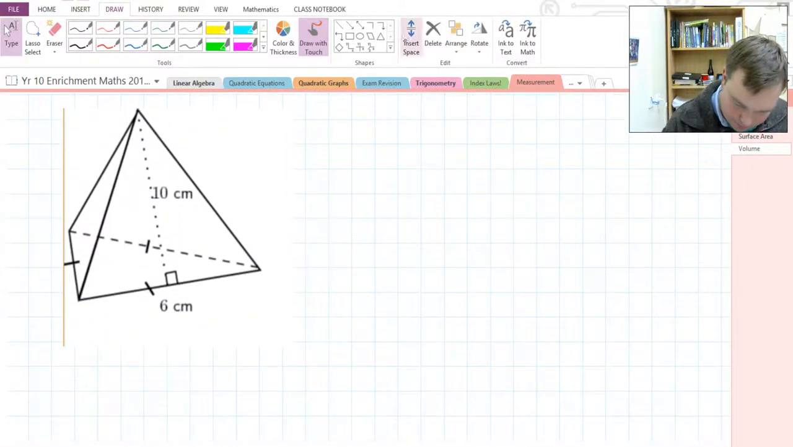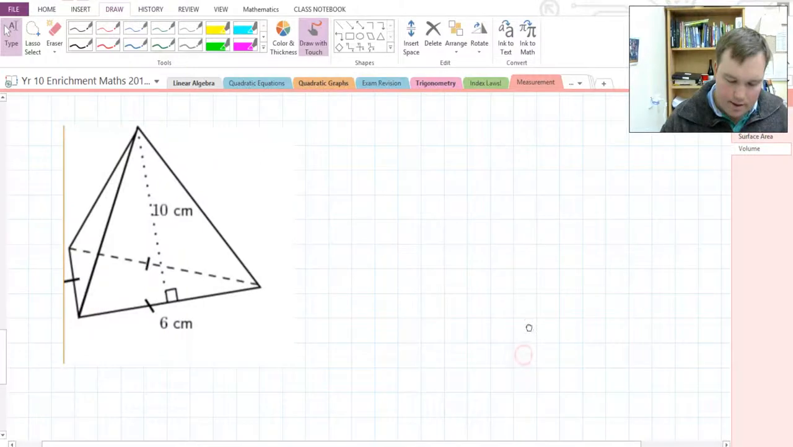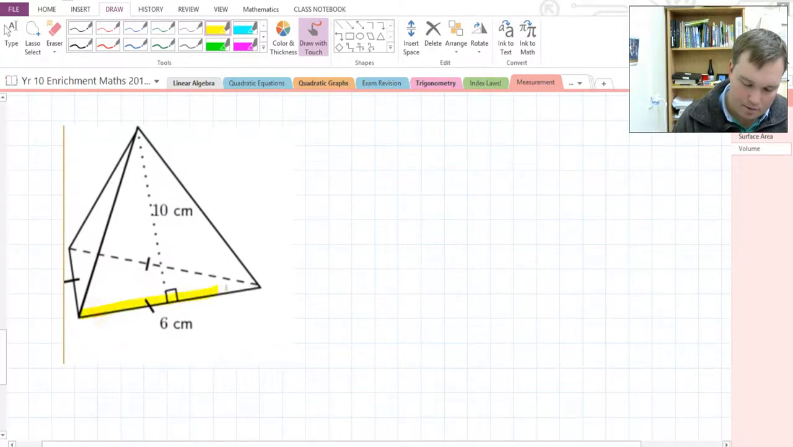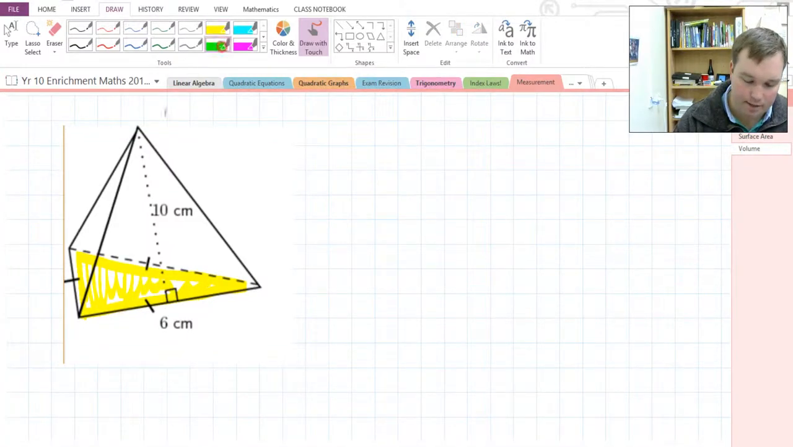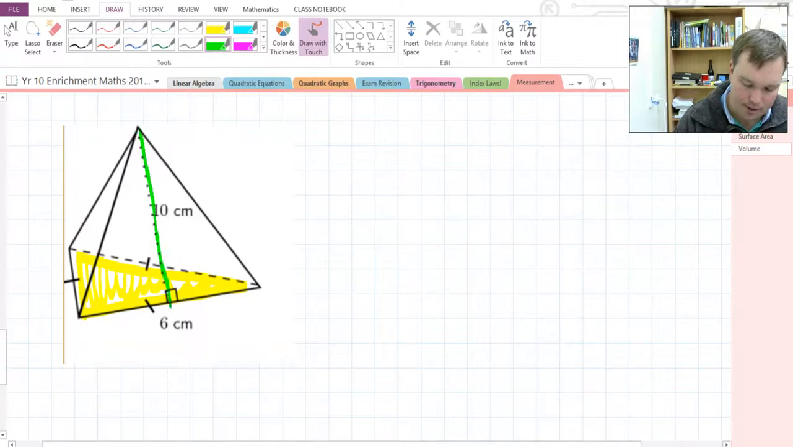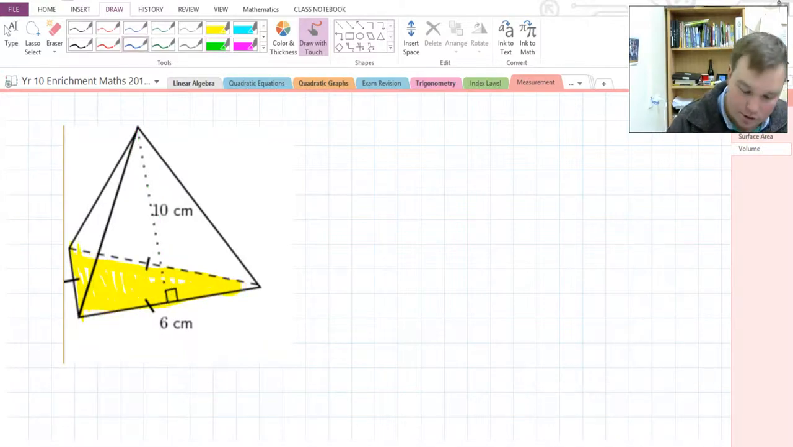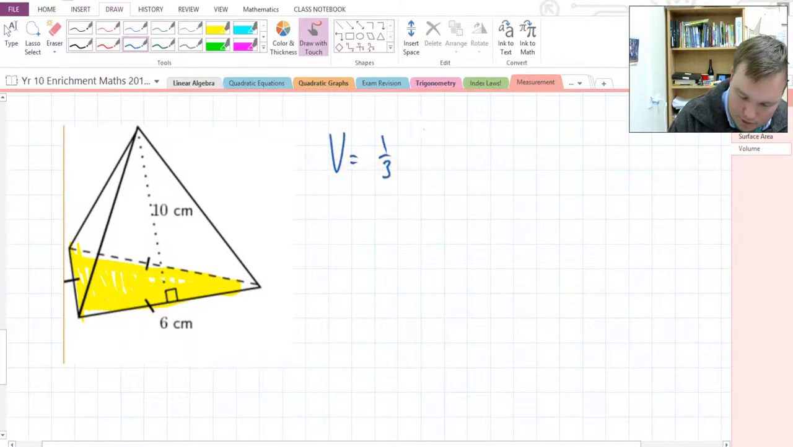Alright, here. Tapering solid. Note a few key things. Firstly, this here can be used as the base. And we haven't been given the height. What we have been given is a slope down this middle face here. So this is actually a little trickier than it first appears. However, we do know the basic formula. Now the basic formula for this will be volume equals a third area of base times height.